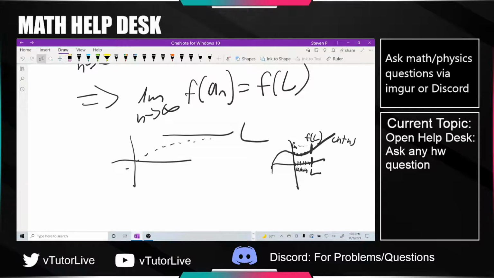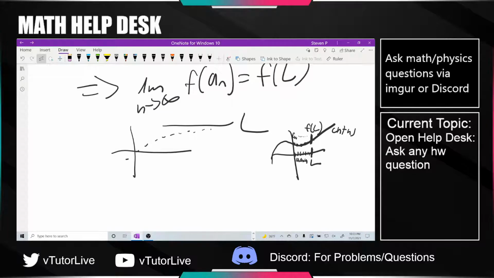Yeah, it makes sense. Gotcha. Because it's continuous. Exactly. That's not a very rigorous argument at all, and the point of today isn't rigor, right? You can just kind of see it. If these points get arbitrarily close to L, then so do these.